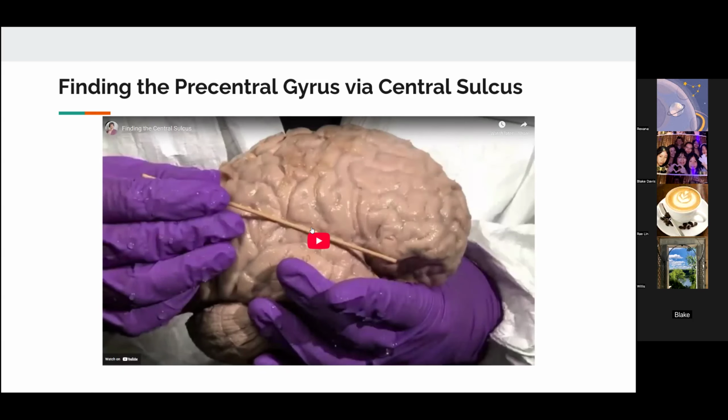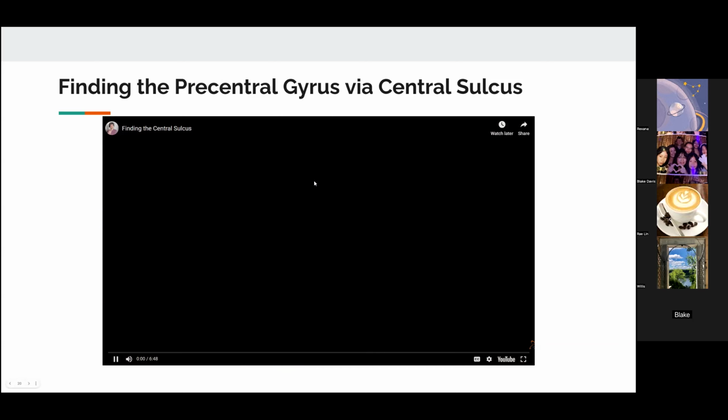Okay, so finding the precentral gyrus via a central sulcus. As we saw earlier, there was a sulcus, which is this superficial line. And the central sulcus just happens to be much deeper than most other sulci.